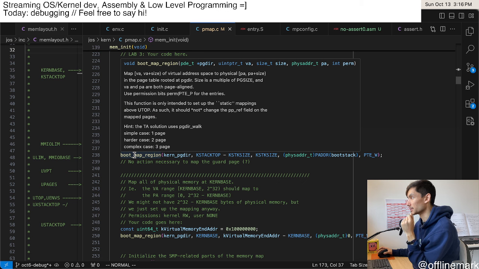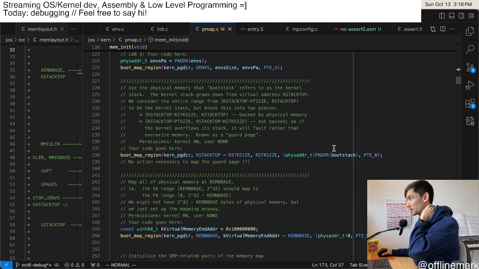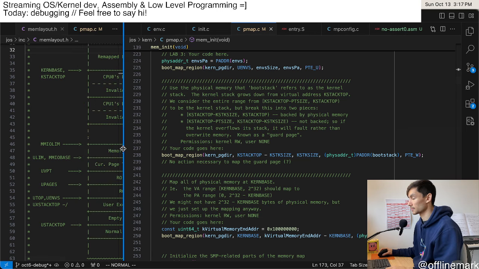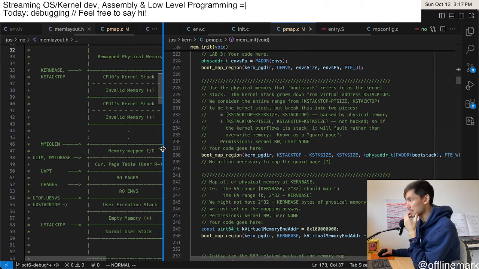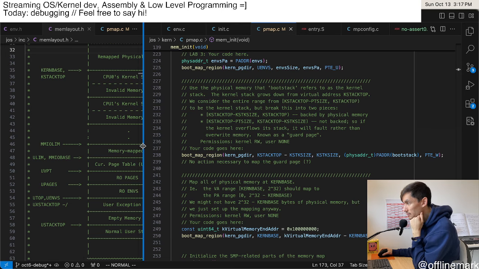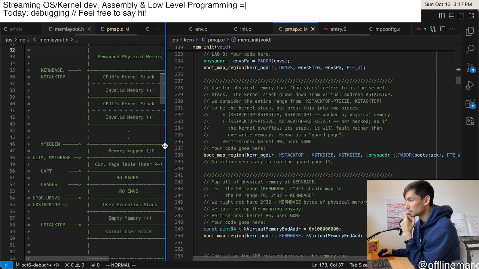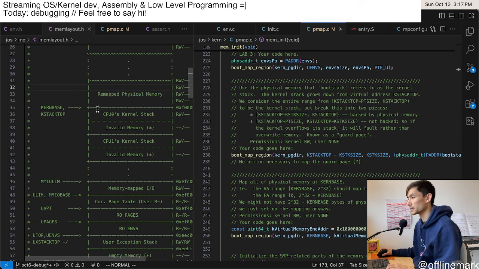So this function, I always forget it. You give it a virtual address range that you want to map to a given physical address range. And all we do is map the K stack region to the boot stack. So K stack top, yeah, it's right here.